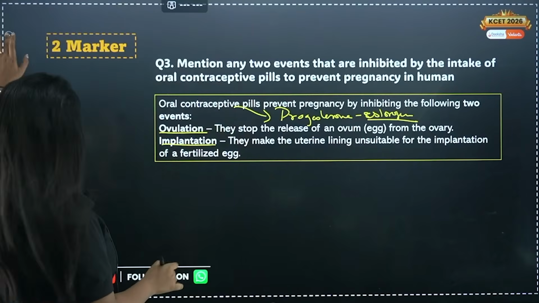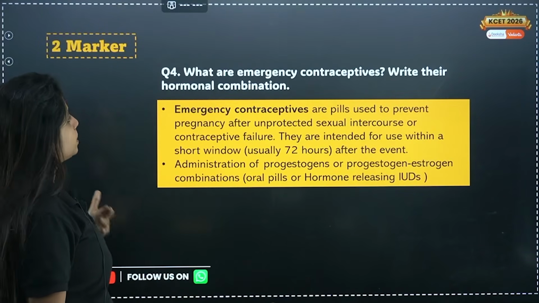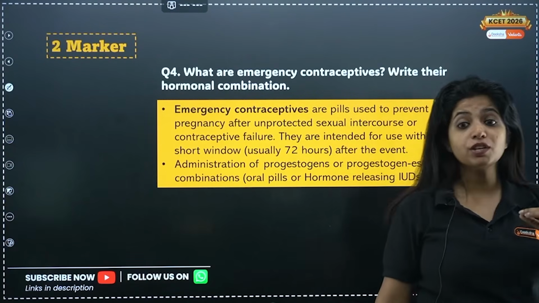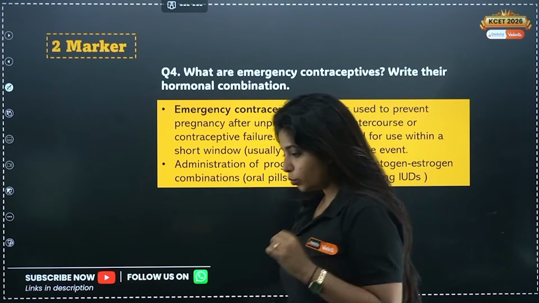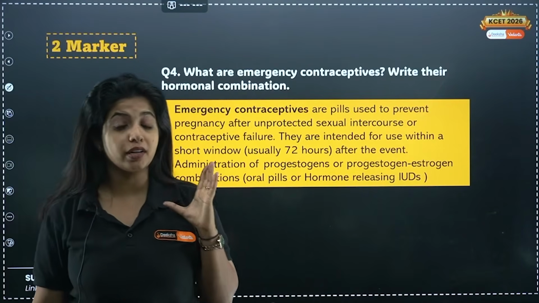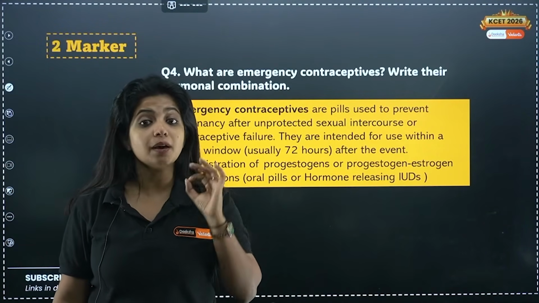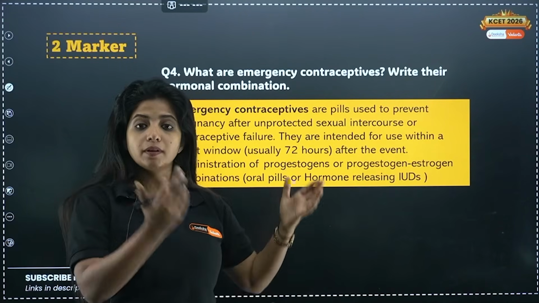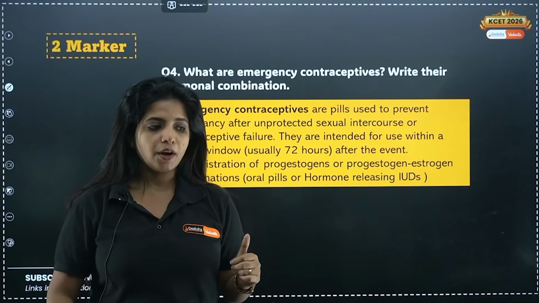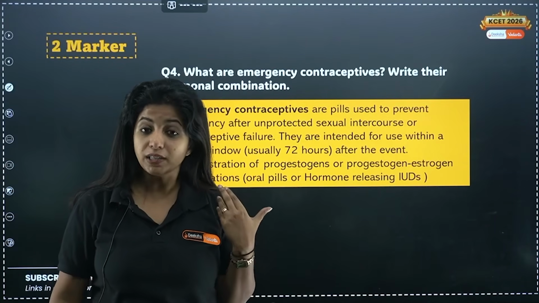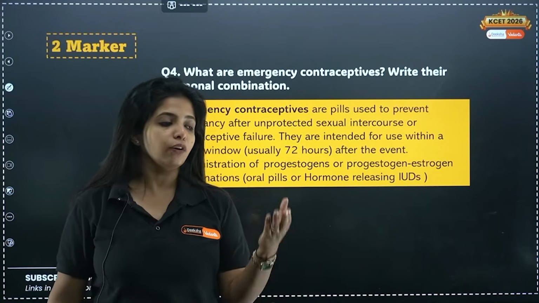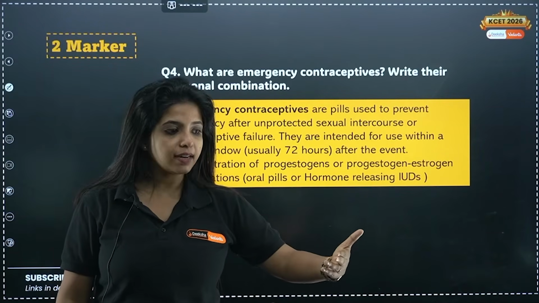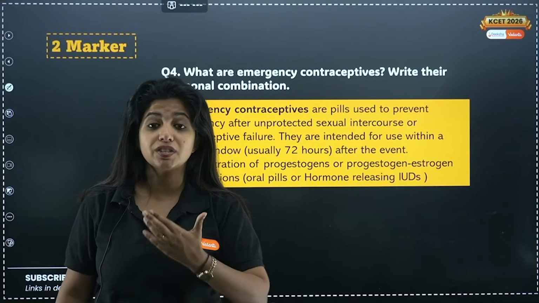Cool? Yes. Now, what are emergency contraceptives? Right there, hormonal combination. Now, this is a very important question. What do you mean by emergency contraceptives? This has to be taken during an emergency. For example, suppose someone has undergone a rape. Now, obviously, this is not something one would ever like in their life, which is why they have to prevent the conception from happening, and it has to be done within the next 72 hours.